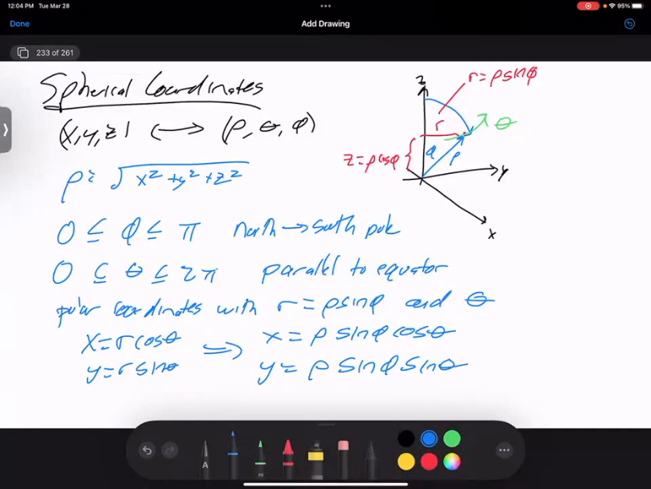Yeah, thinking about it as like the center of the Earth really helped. Yep. Thank you.